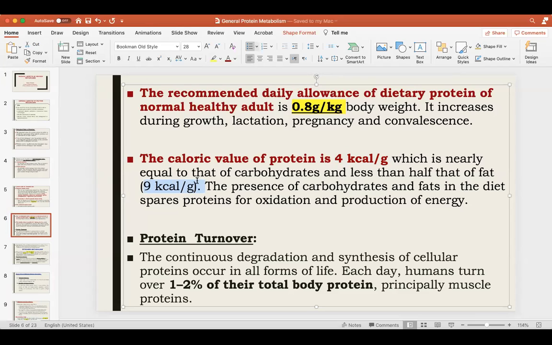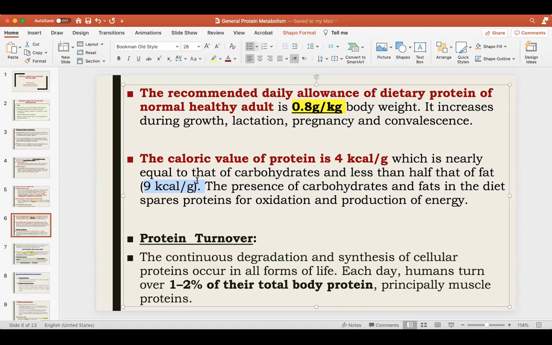Oxidation of proteins is toxic to the body and carcinogenic. So proteins are not usually oxidized in our body. We get energy from oxidation of carbohydrates and fat or lipids, but we do not get energy from oxidation of proteins. Proteins have other uses inside our body, other functions.